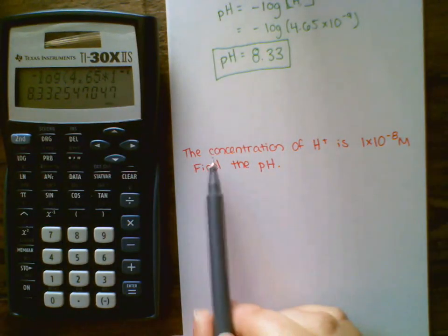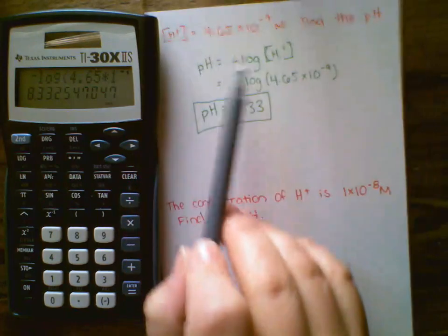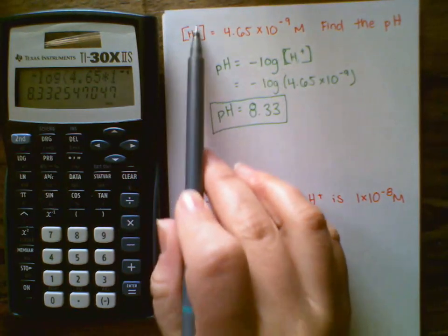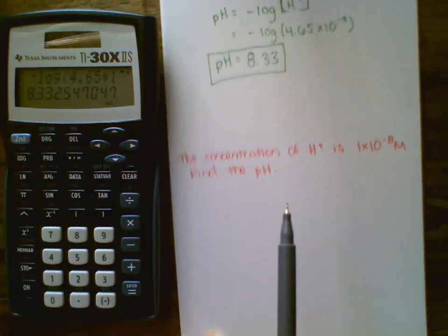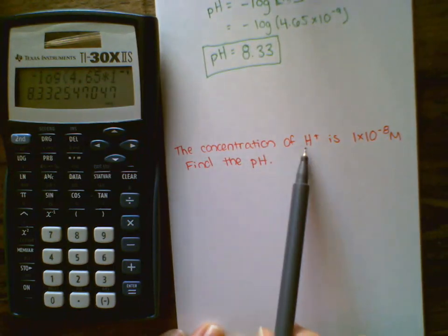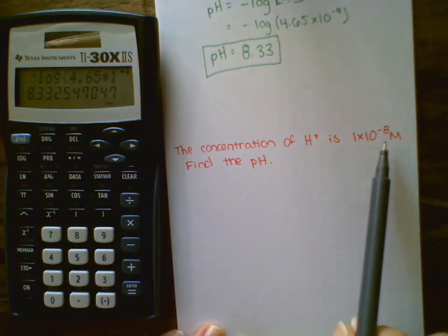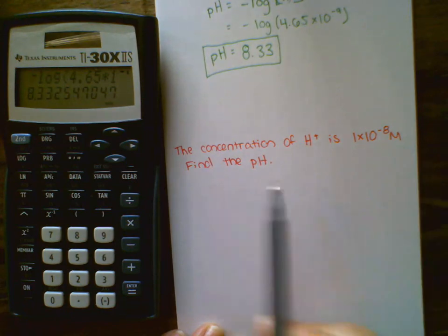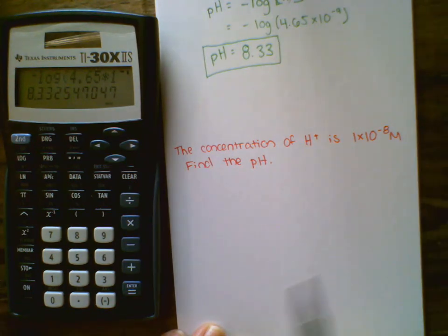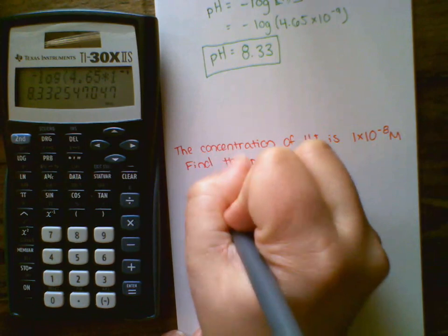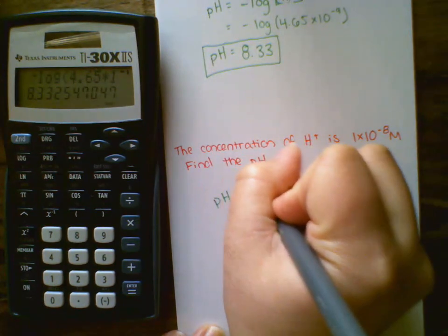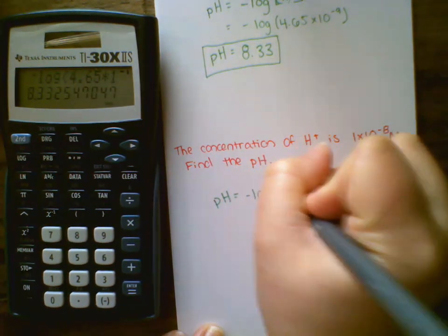Okay. So this one, instead of having these brackets around H+, they've actually written it out. So it says the concentration of H+ is 1 times 10 to the negative 8th. Find the pH. Same exact process. So pH equals the negative log of the H+ concentration.